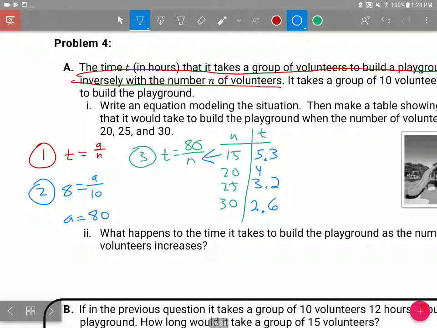Last but not least, it says, what happens to the time it takes to build the playground as the number of volunteers increases? The time decreases. Time decreases. Or the time goes down. Or it takes less and less time. Or they do it faster. However you're saying that. Cool? Any questions about this at all? No. Anything you want to talk about? No. All right.